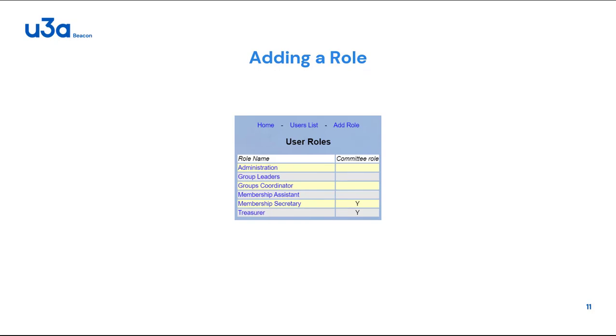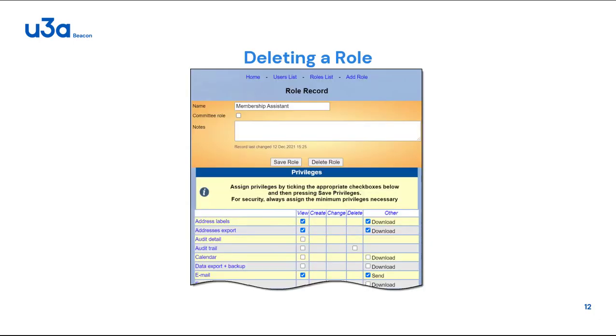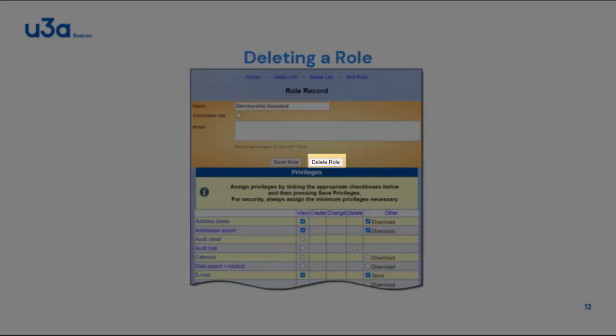You can edit the privileges assigned to this role at any time by selecting Roles and Privileges in the main administration menu and clicking its role name to open its role record. If you ever need to delete a role, open the role record and click Delete Role. Note that you can't undo this once the role has been deleted.